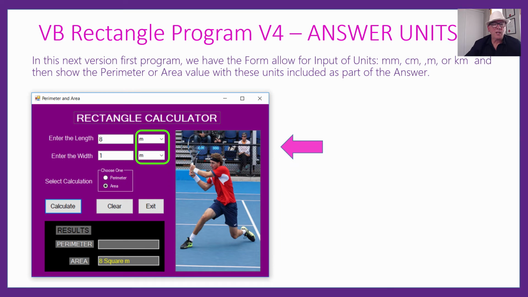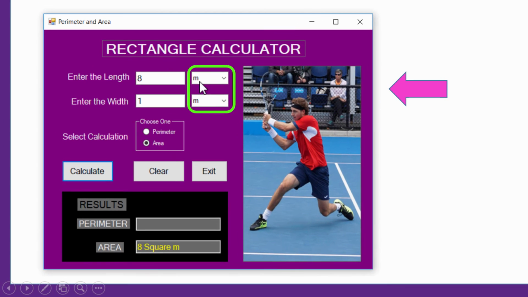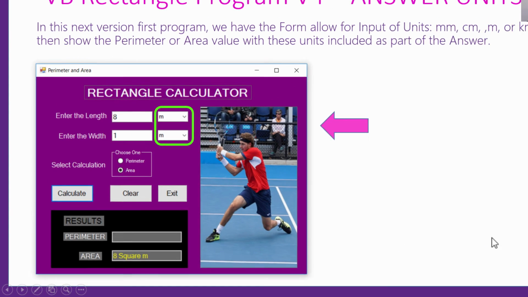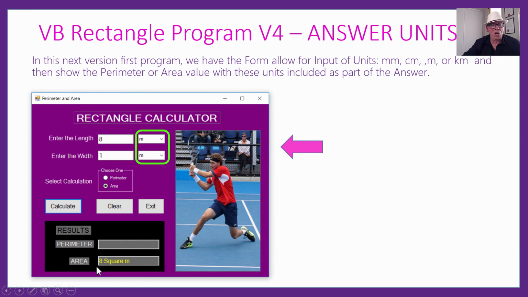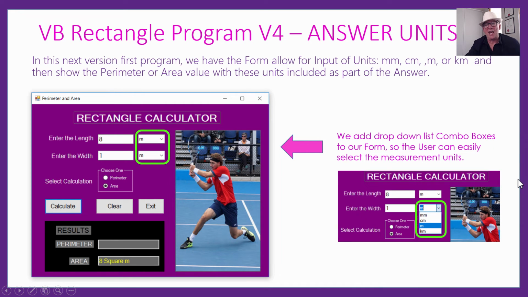If someone puts in, say, meters, so we've got 8 meters and 1 meter here, and they want to find the area, it should do 8 times 1, multiply it, and the units are going to be meters squared or square meters. So in the area here, we're going to put not just the 8 from doing 8 times 1, but it's also going to say square meters. So we're now ready to do the program coding, which is going to put the square meters onto the end of the answers.